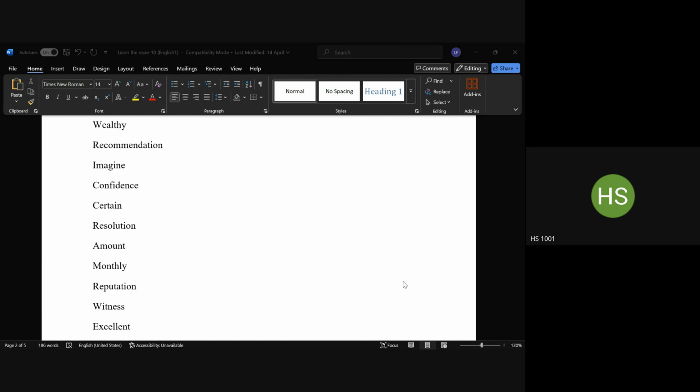Confidence. What category of word is this? Confident is an adjective. Confidence is a noun, right? So where are you going to mark it? On the first syllable. This also goes on the first syllable because confidence is a noun. So it has to take it on the first syllable. Then the next one is certain.